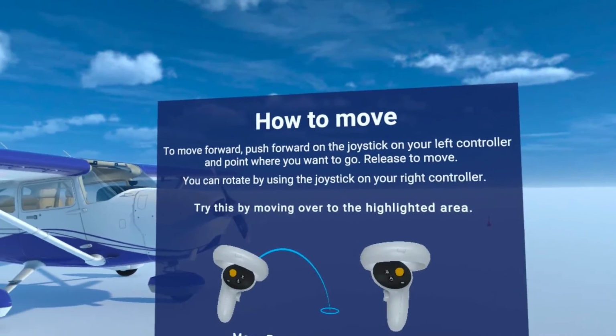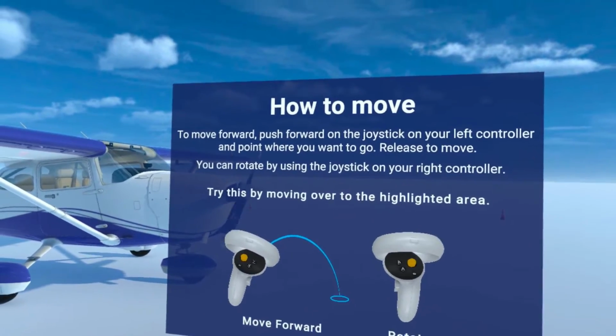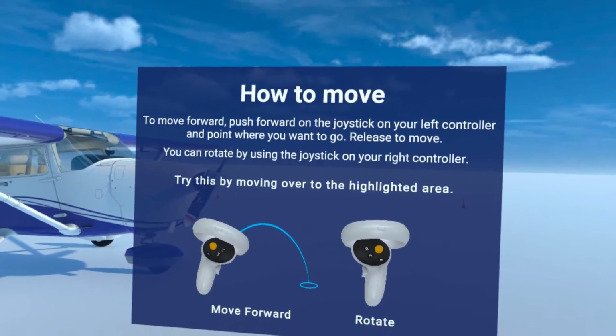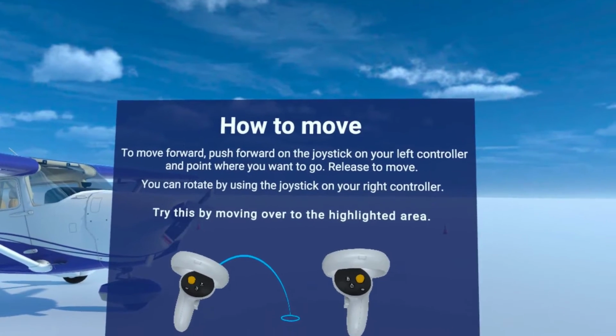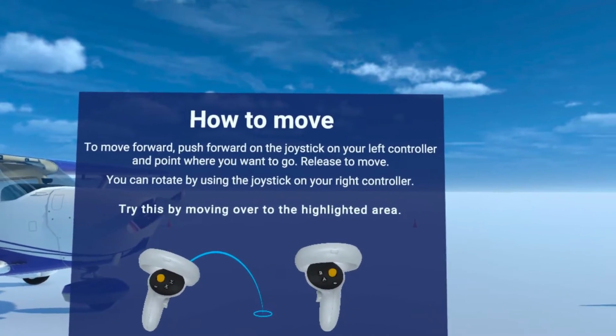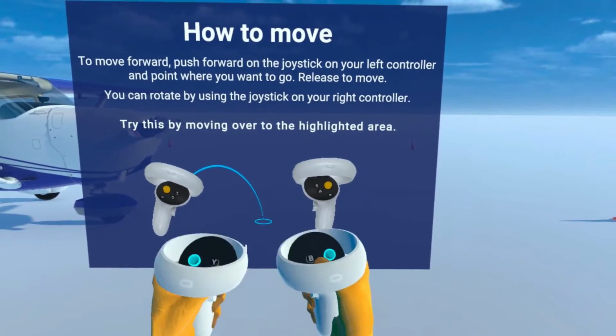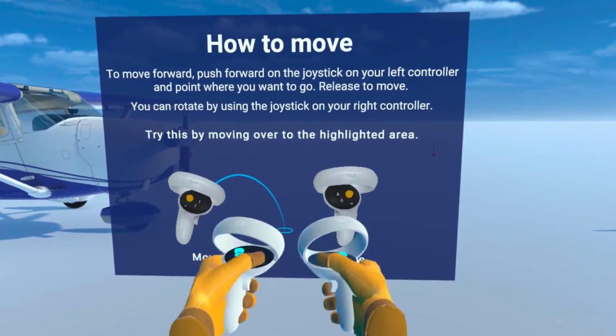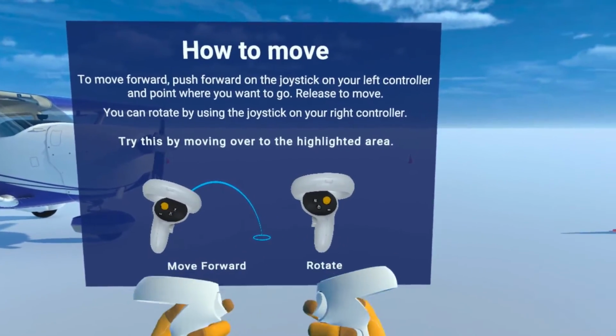To move forward, push forward on the joystick on your left controller and point where you want to go. Release to move. You can rotate by using the joystick on your right controller. Try this by moving over to the highlighted area.